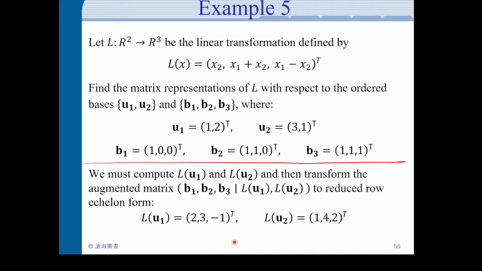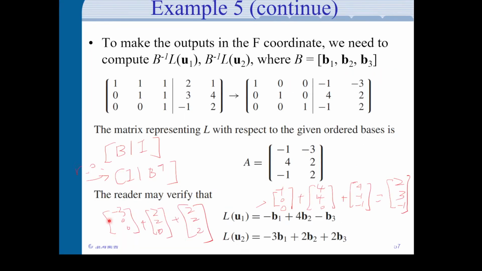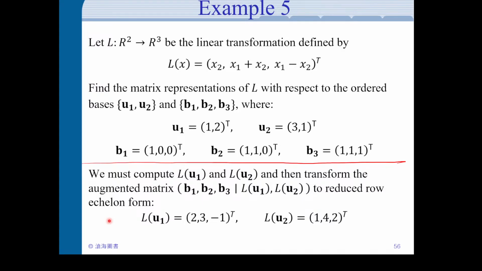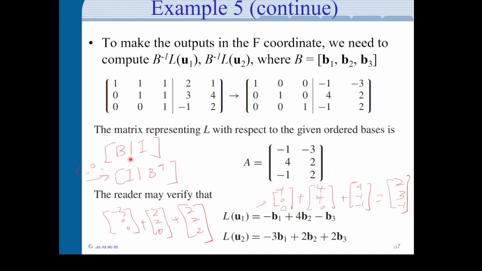And we have L of U1 and L of U2, and we want to find B minus 1 on L of U1 and L of U2. We can do this a bit faster by doing Gaussian elimination with our B and LU1, LU2 together. Remember that when we calculate B minus 1, we write B and the identity and do row operations to turn it into the identity and B minus 1.